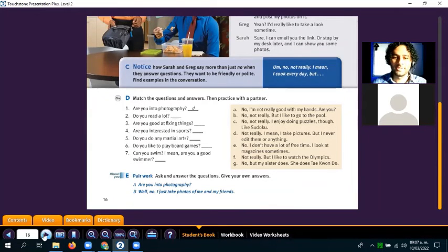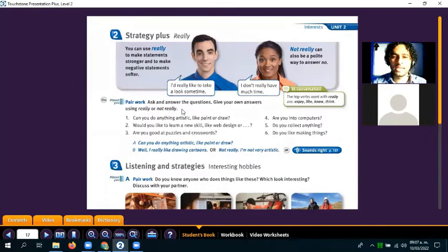Whenever you're going to speak in English, you are going to encounter connected speech. All right. So we are going to continue with the next thing, and it says here strategy plus. You can use really to make statements stronger or to make negative statements softer. So whenever you are saying no, use really. I'd really like to take a look sometime. I don't really have much time.